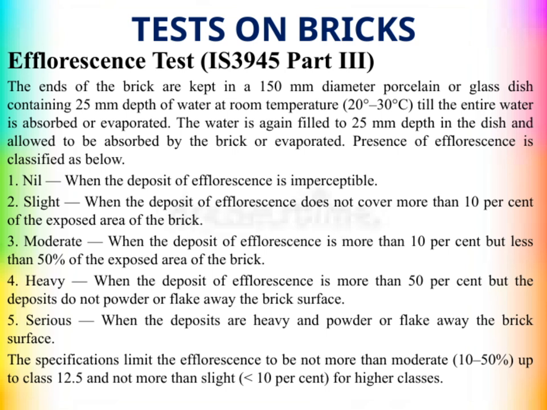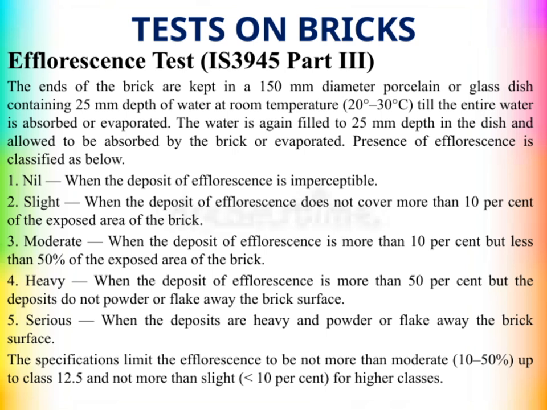We classify the presence of efflorescence into 5 categories. First, nil, which means there's no visible deposit, it's imperceptible. Next, slight, where the efflorescence deposit covers less than 10% of the exposed brick surface. Then, moderate, where the deposit covers more than 10% but less than 50%. Heavy efflorescence is when more than half of the surface is covered, but the deposits haven't started to powder or flake off. Finally, serious efflorescence occurs when the deposits are so heavy that they start to powder or flake away from the brick surface.